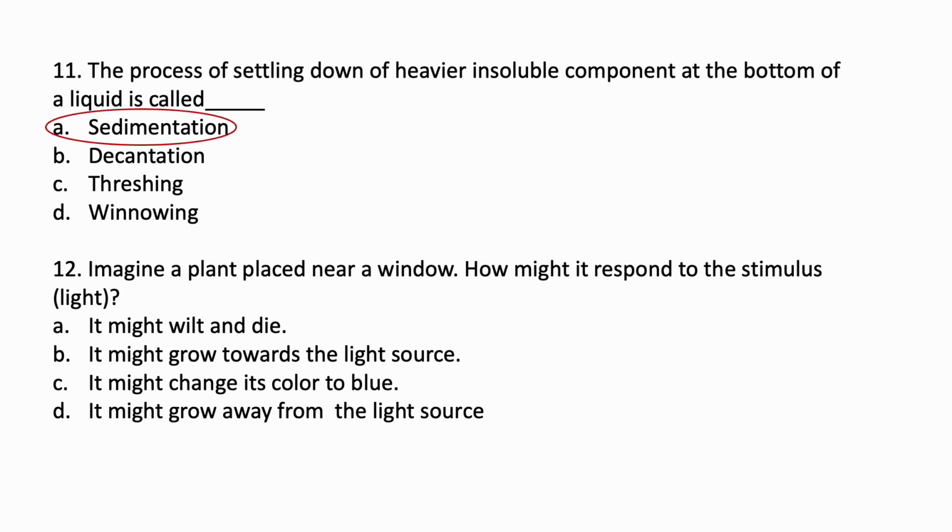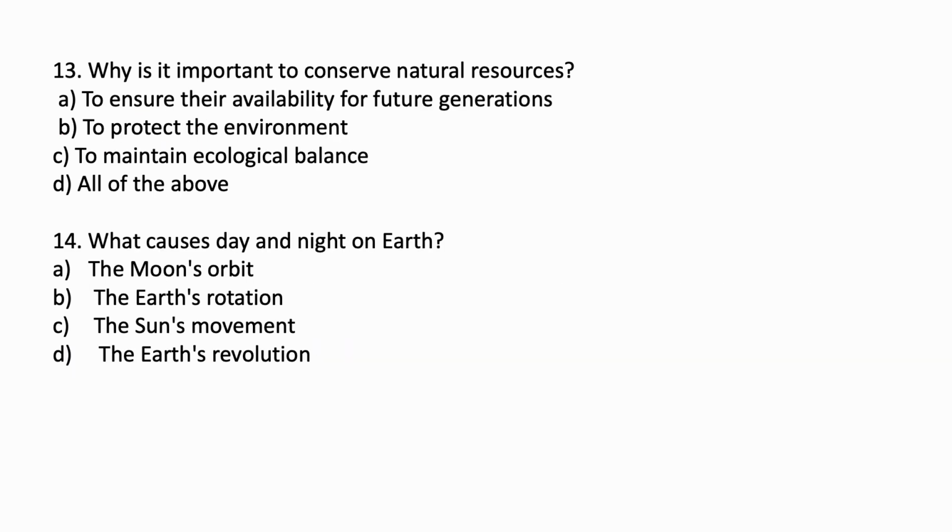Next one, imagine a plant placed near a window. How might it respond to the stimulus light? Option A, it might wilt and die. Option B, it might grow towards the light source. Option C, it might change its color to blue. Option D, it might grow away from the light source. Correct answer is option B, it might grow towards the light source.